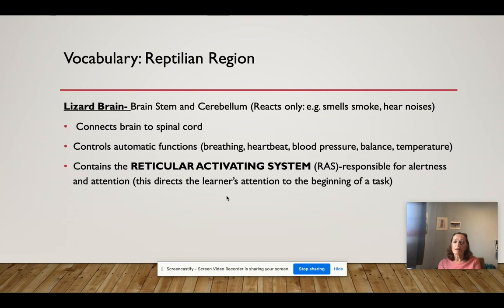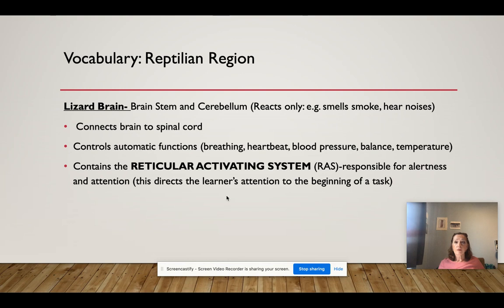The lizard brain or the reptilian brain connects to the spinal cord, and it controls those automatic functions that we need to survive. It's our basic survival. It's our breathing, the heartbeat, pumping our blood to all parts of our body, the blood pressure, the cerebellum, the balance, and our body temperature.